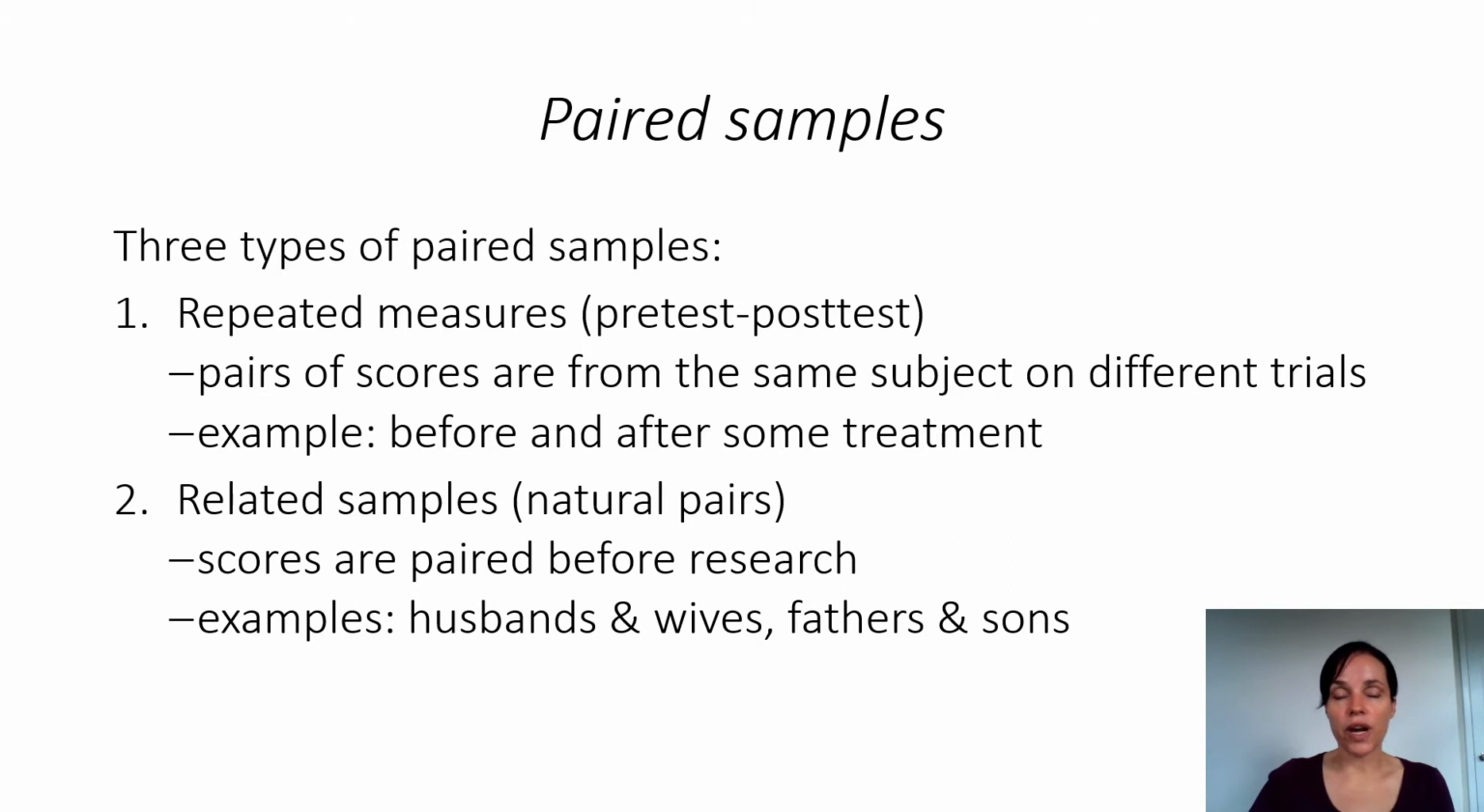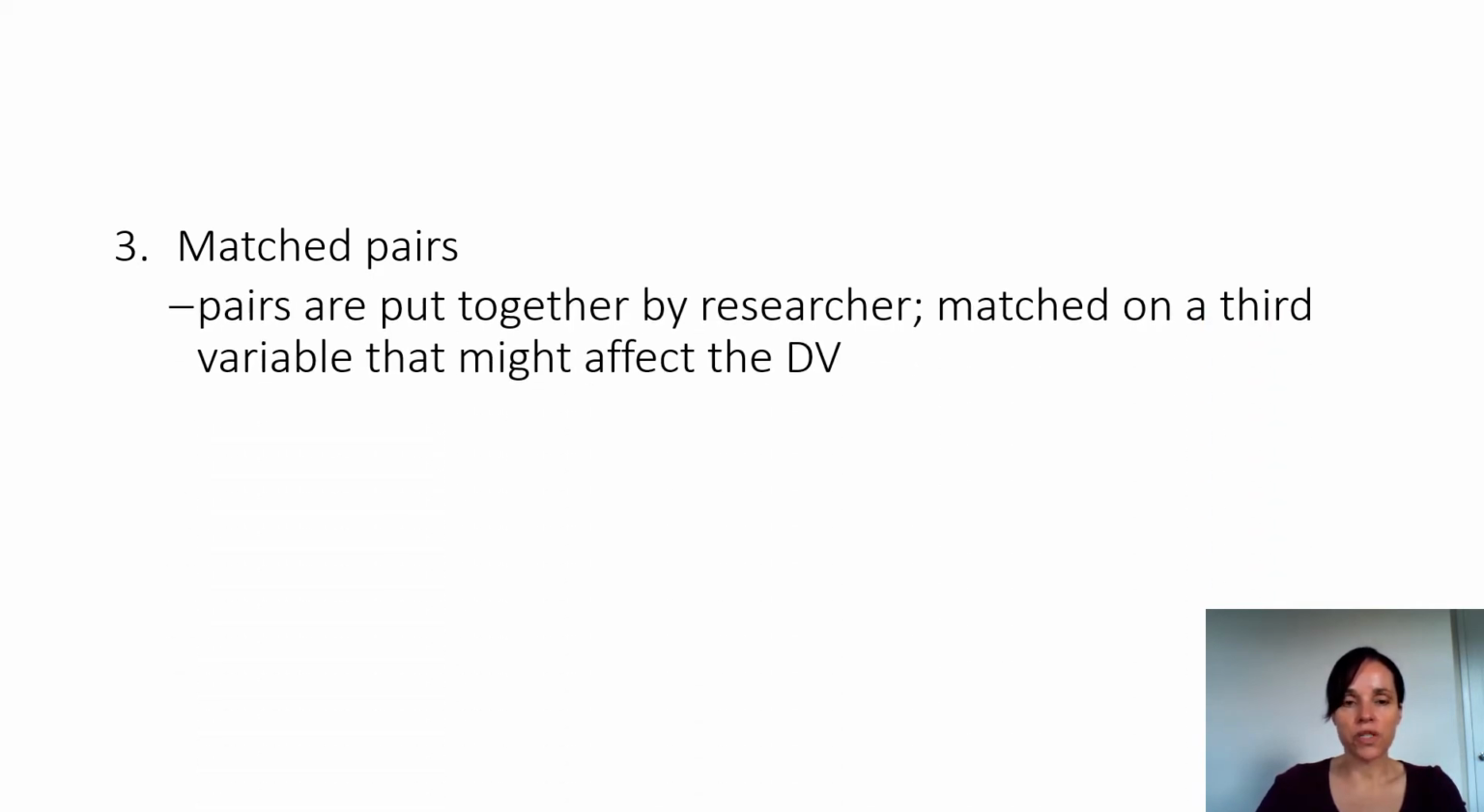The third type of a paired samples design is called a matched pairs design. In a matched pair design, the pairs are put together by the researcher. They're matched on some third variable that might affect the dependent variable.